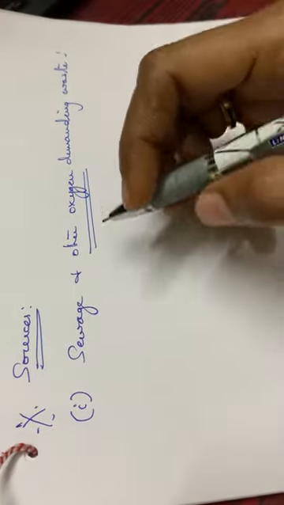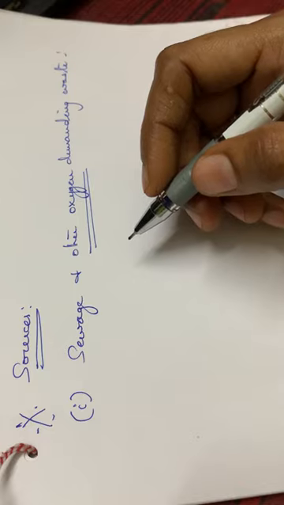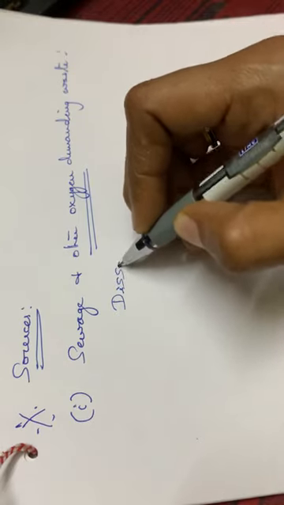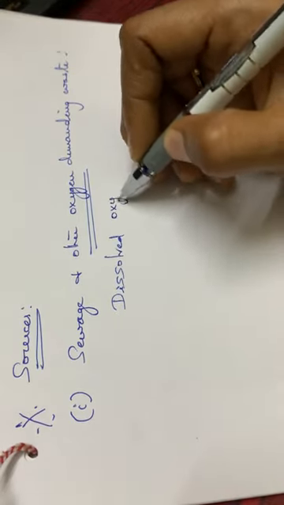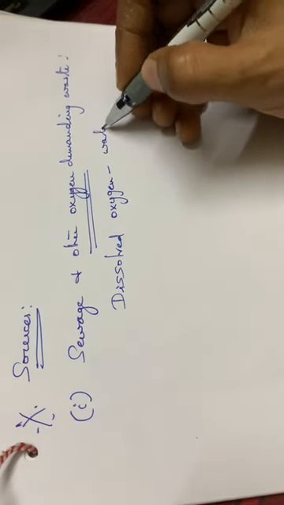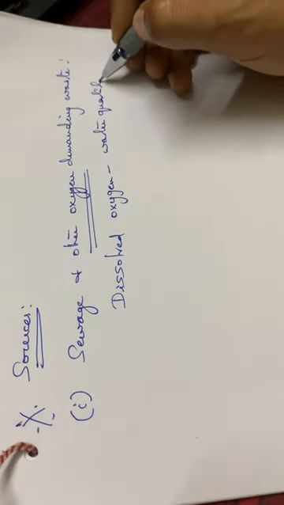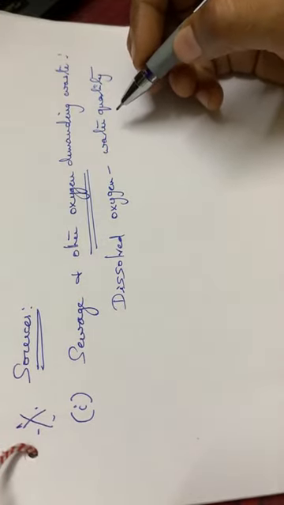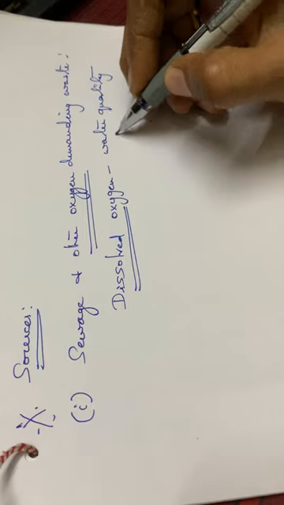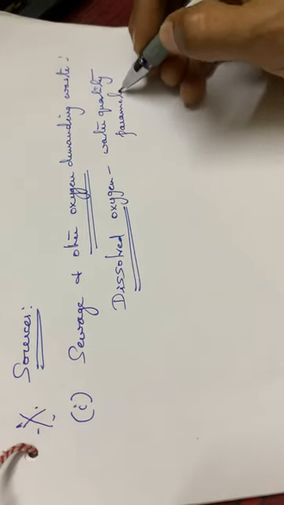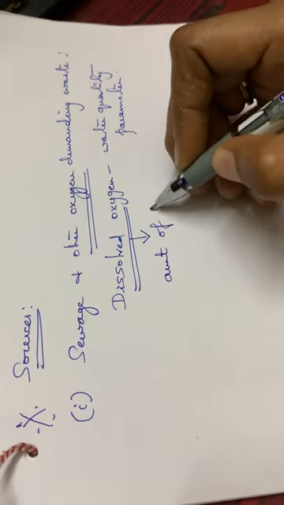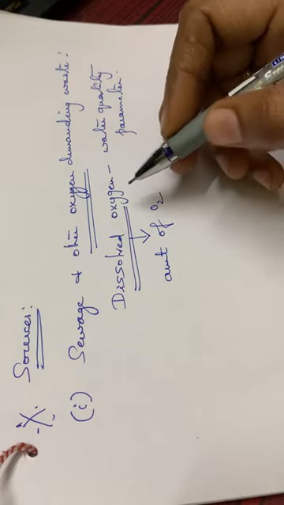See, normally we measure the quality of water in terms of dissolved oxygen. Dissolved oxygen is a water quality parameter. By measuring the amount of oxygen dissolved in a particular water body, we can know whether the water is polluted or not. So dissolved oxygen means the amount of oxygen present in that water body.